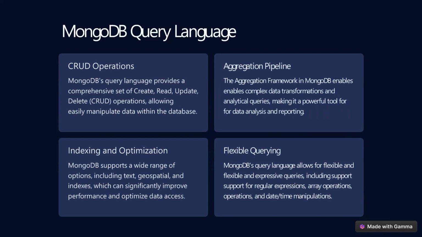MongoDB query language. For any database, we need a language to access the information in the database. So MongoDB query language is one of the languages used to access data. CRUD operations are there. CRUD means create, read, update, delete. MongoDB's query language provides CRUD operations, allowing easy manipulation of the data within the database. And indexing and optimization. Indexing means by using indexing we can easily search the documents in the database.